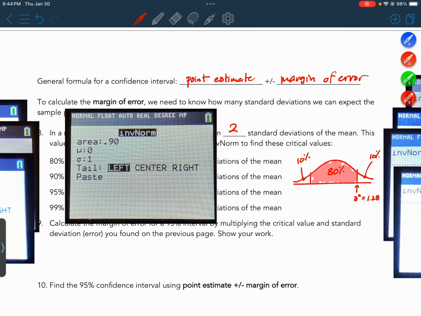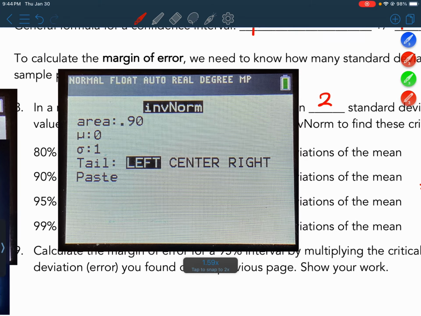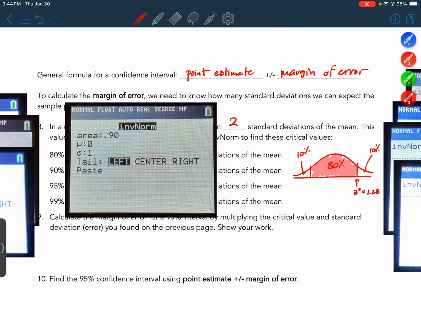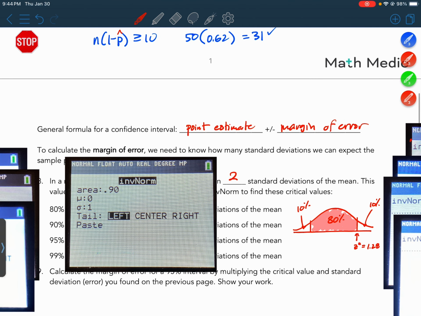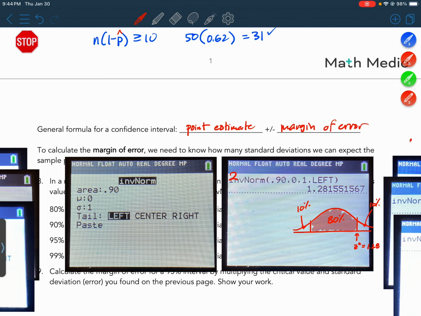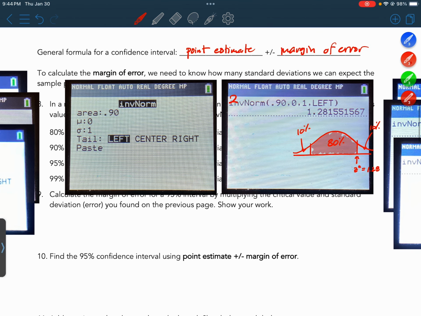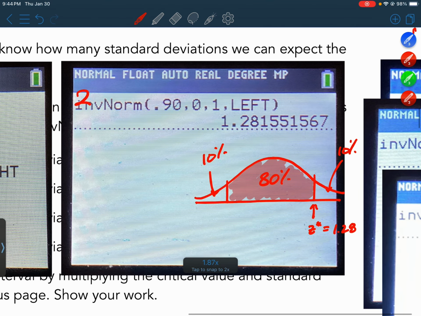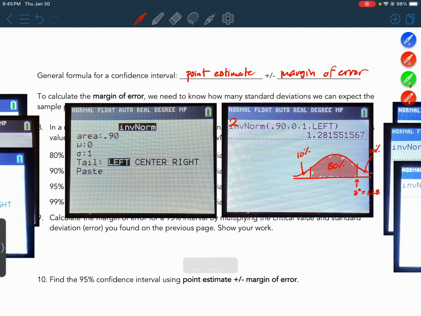Rather than look up the 90th percentile in table A, you can just use the inverse normal function on your calculator and type in 0.90 for the 90th percentile. When you run the function, it'll tell you what that critical value or boundary value is. So 1.28155 gives you lots of significant digits. We'll just say 1.28.